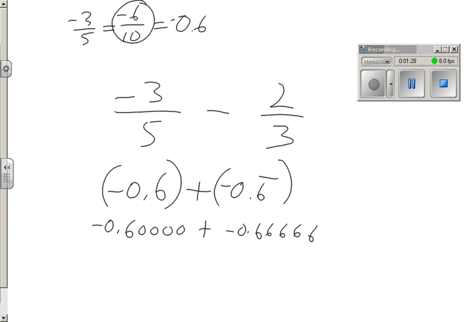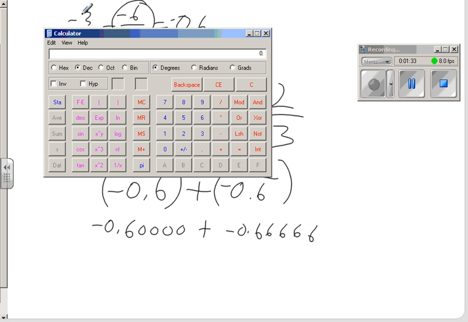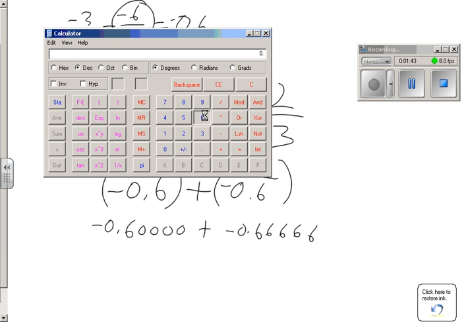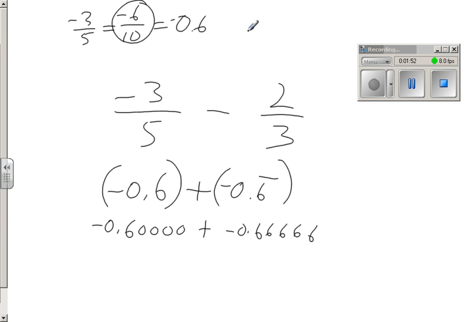0.66666. If I was to take a calculator and explore what that looks like, I can go decimal 6 plus decimal 6666666, that's close enough, equals 1.26 repeating. So when we add those two together, we get 1.26 repeating, and that's a negative, because a negative plus a negative is still a negative.